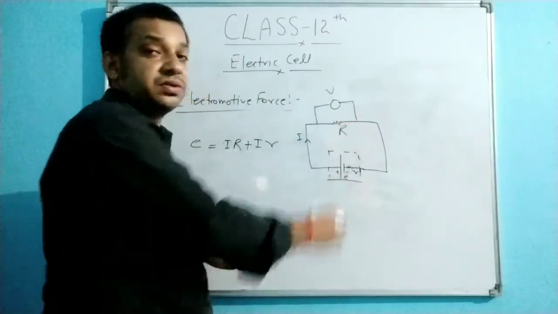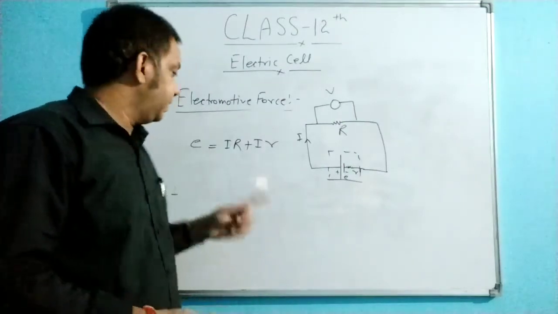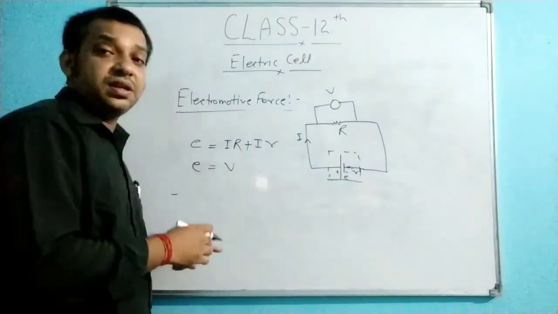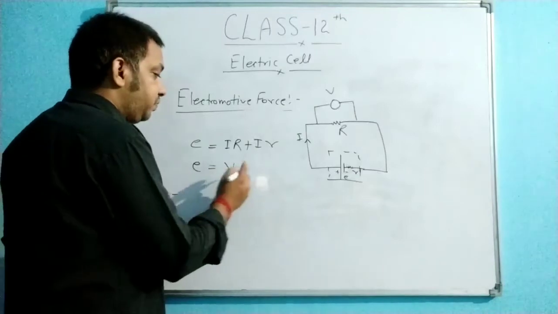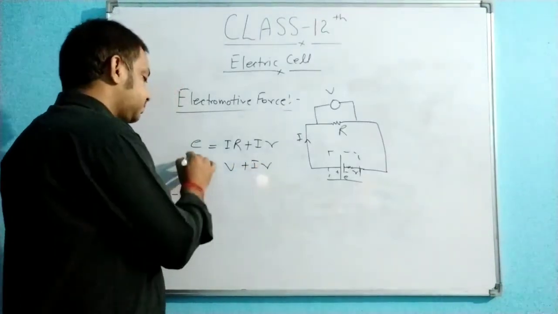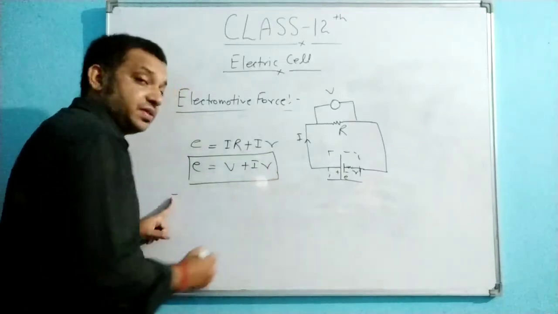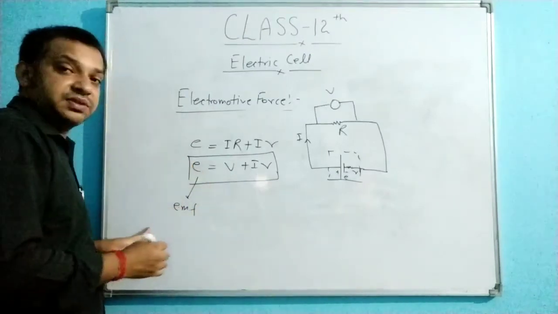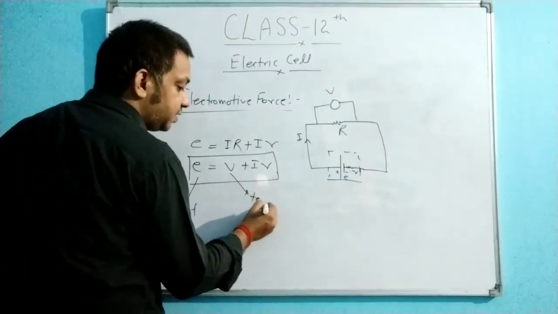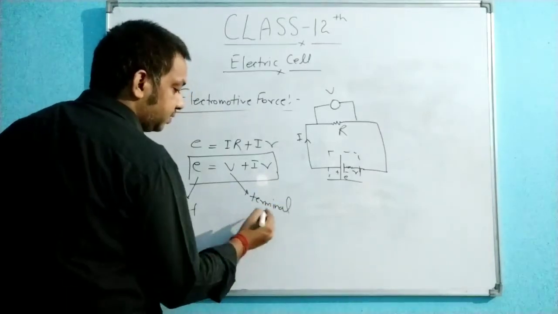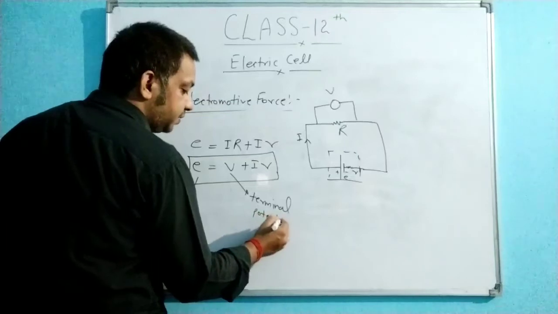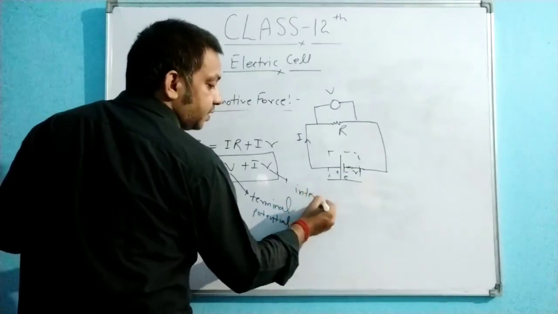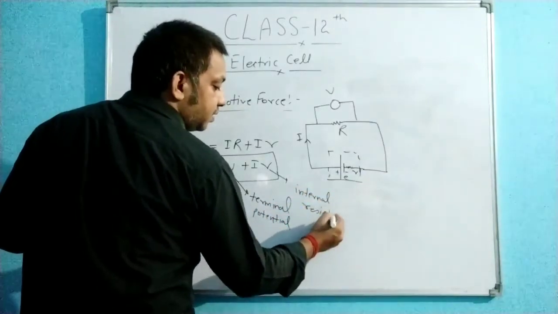If you connect the voltmeter across this resistor, what reading is indicated? This I into R. So we can write this as the external or terminal voltage, which is called the terminal voltage. So E is equal to V plus I into small r. This is called the EMF of the cell. V is called the terminal potential, and small r is the internal resistance.